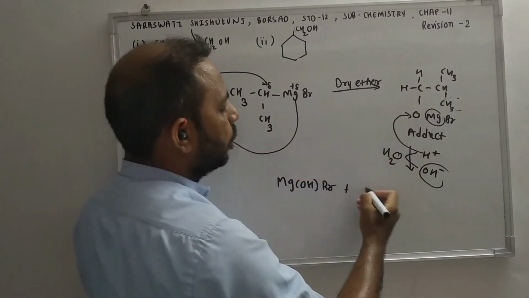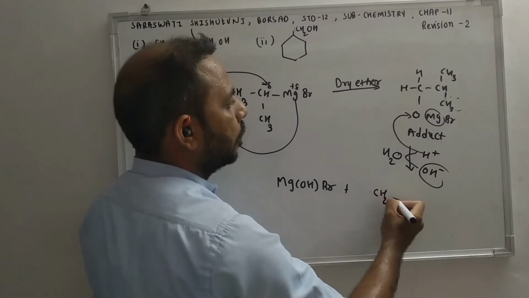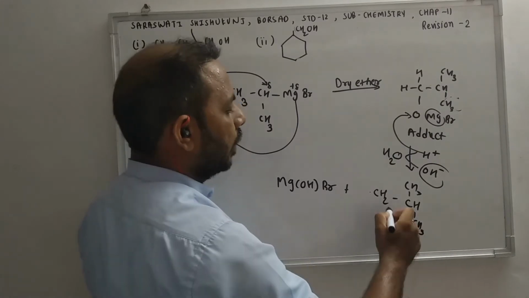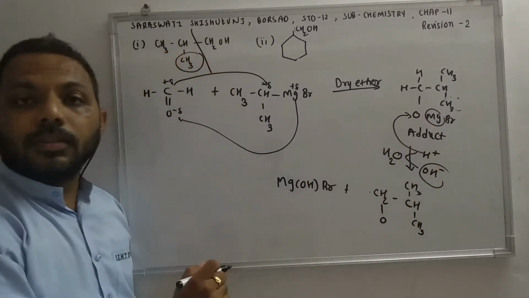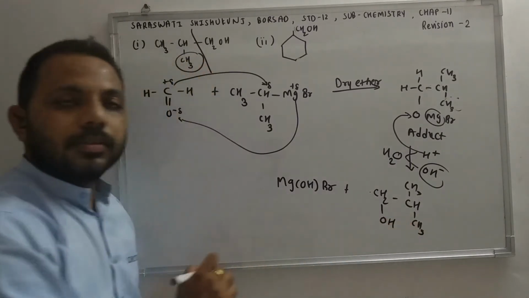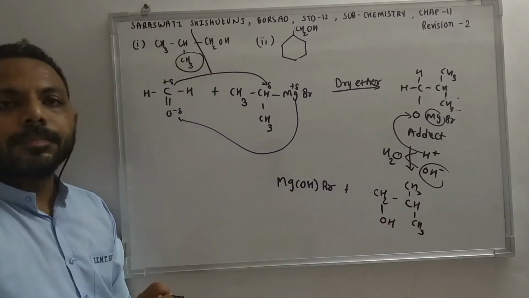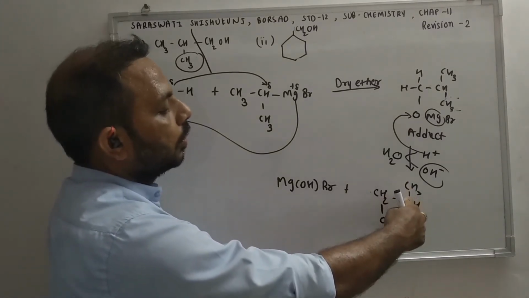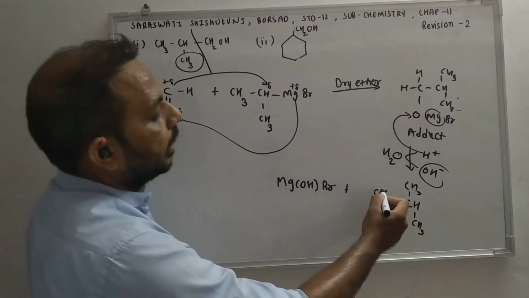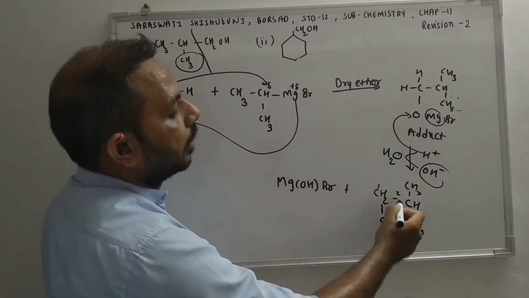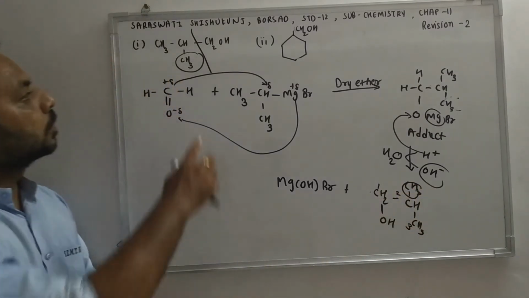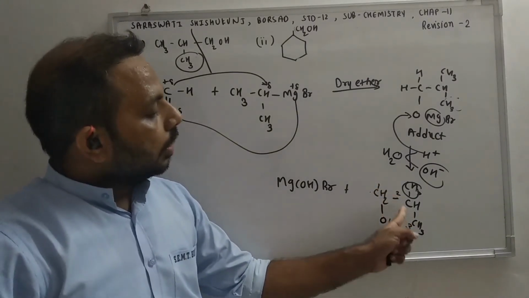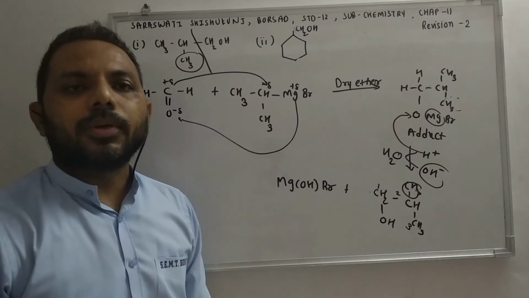So this is CH2, this is CH, CH3, CH3. Oxygen is attacked by this H plus, so it will form like this. So this is ultimately our product: 1, 2 and 3, this is 2-methylpropan-1-ol. So this is our product.